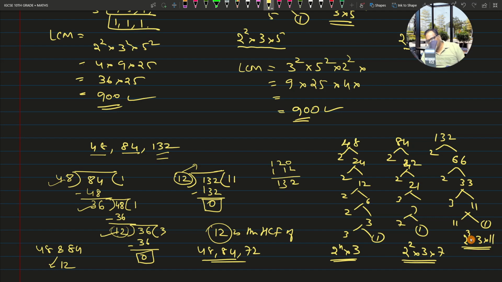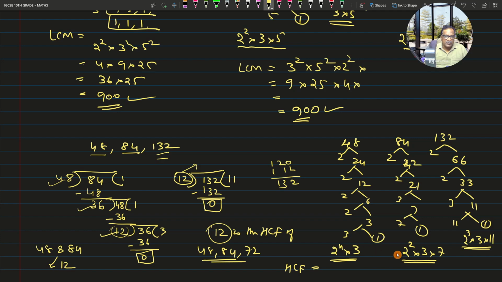Fine. Now HCF of these three numbers will be, you take only the common ones. You have to not take the uncommon ones, okay? Take only the common ones. So first you go for 2. 2 you can see in all the three. But this time you don't take the higher power, okay? You'll have to take the lowest power.